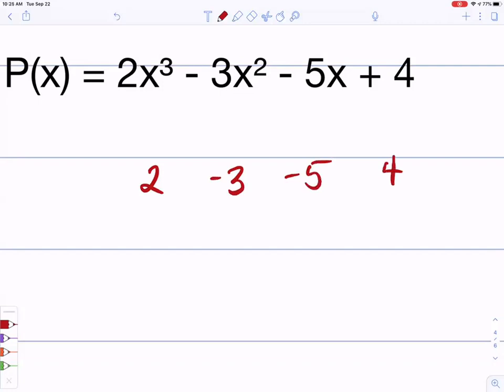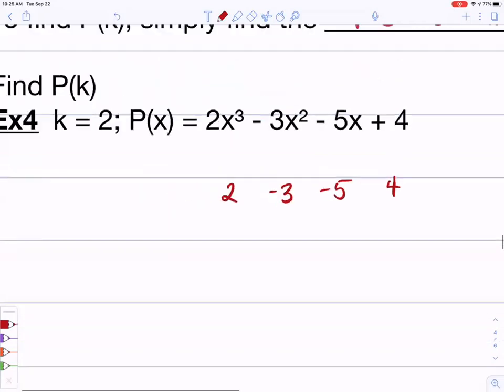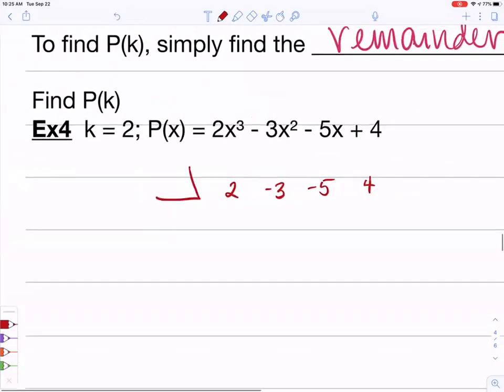What are we on the lookout for? Were there any missing terms? Did you remember to look for them? That's a big deal. Make sure you look for missing terms. Okay? What always goes in the box?